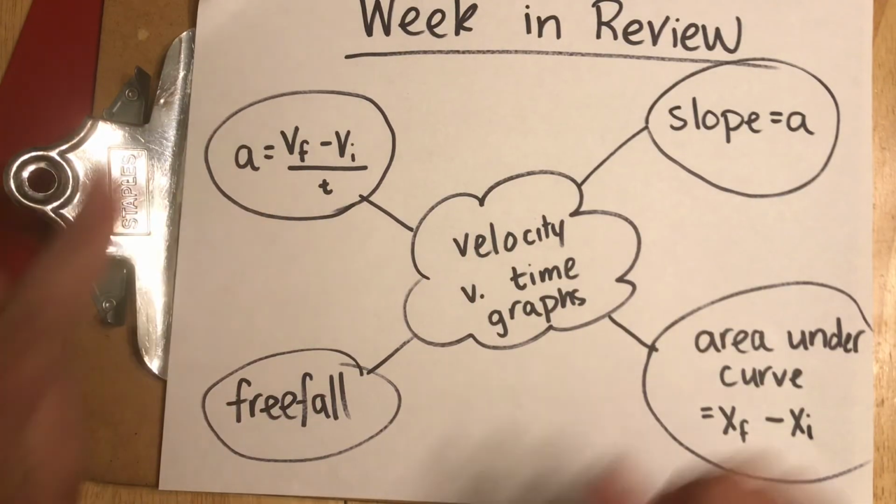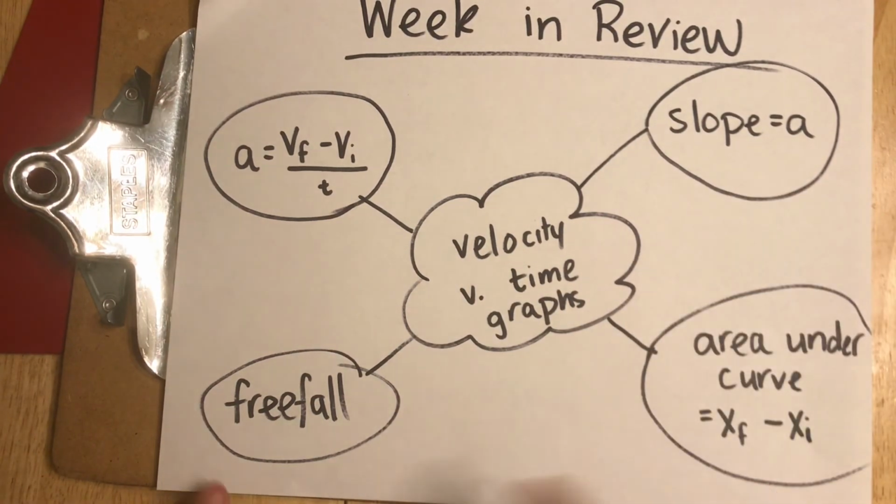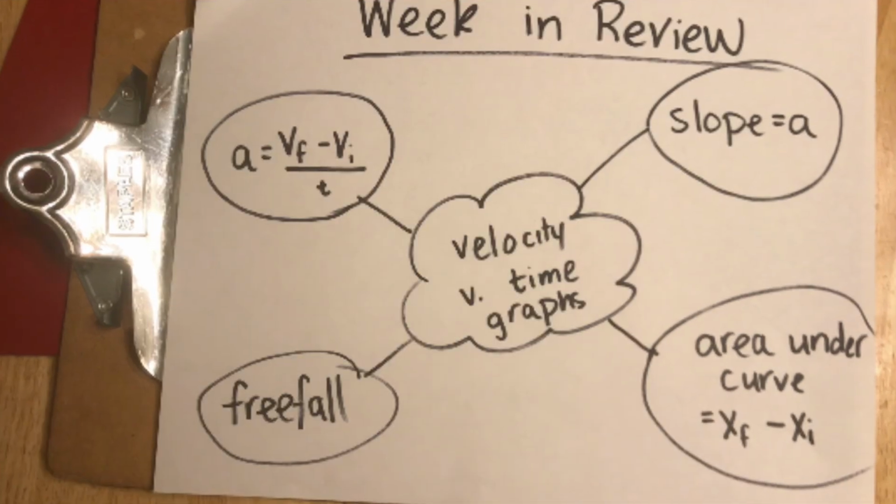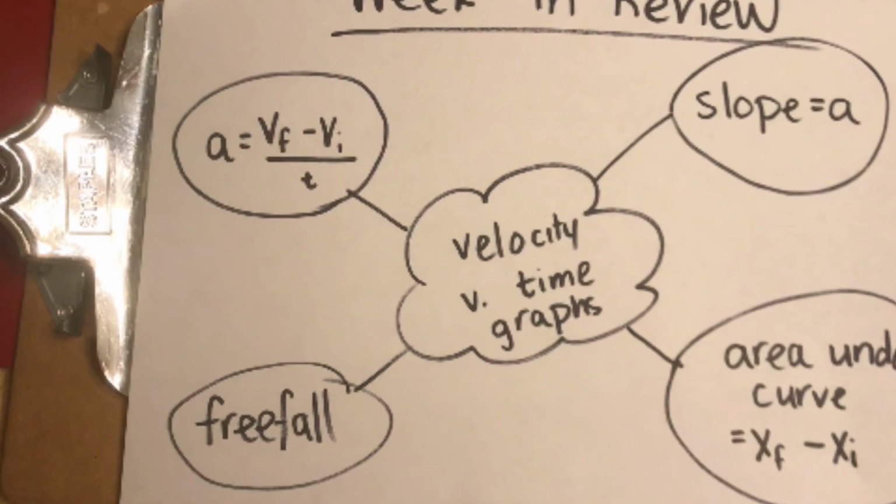To sum it all up, this week we looked at the definition of acceleration, how to calculate it from a velocity versus time graph, how to use the area under a curve to find the change in position, and finally, the special velocity versus time graph for free fall.